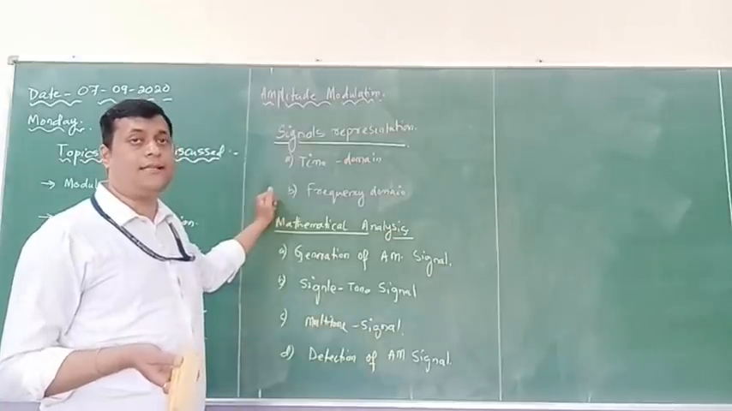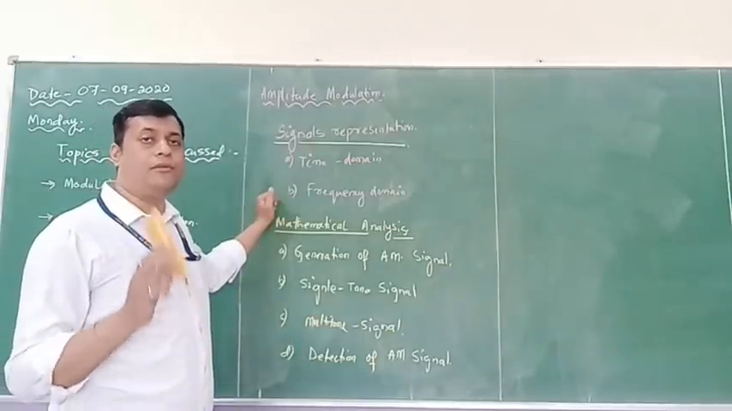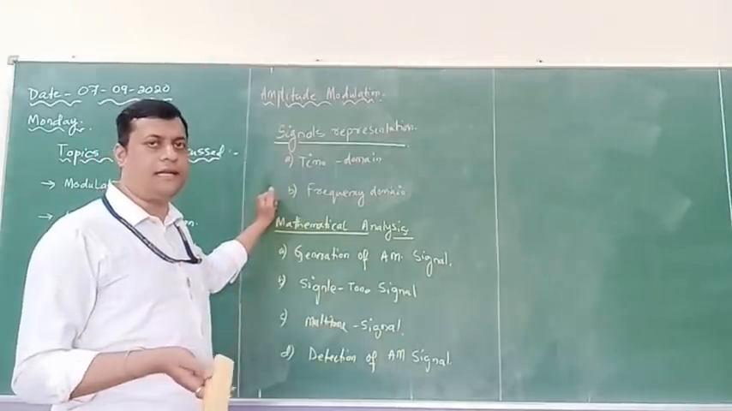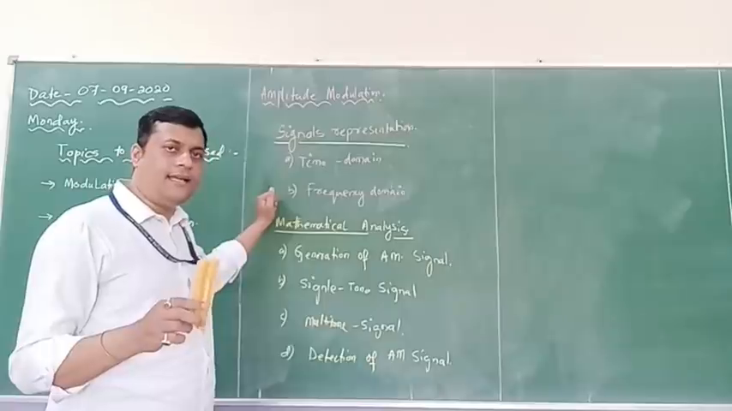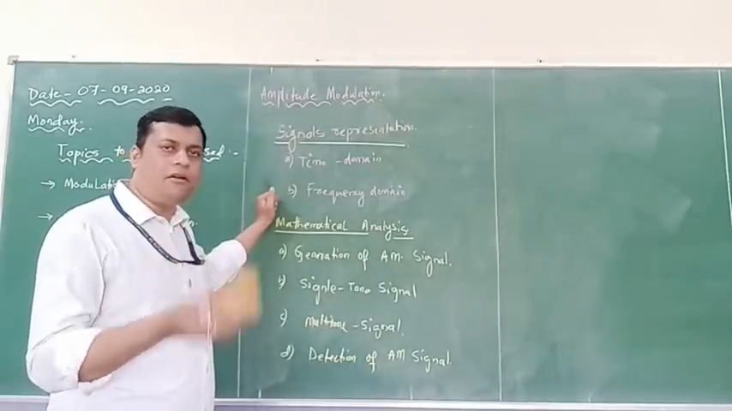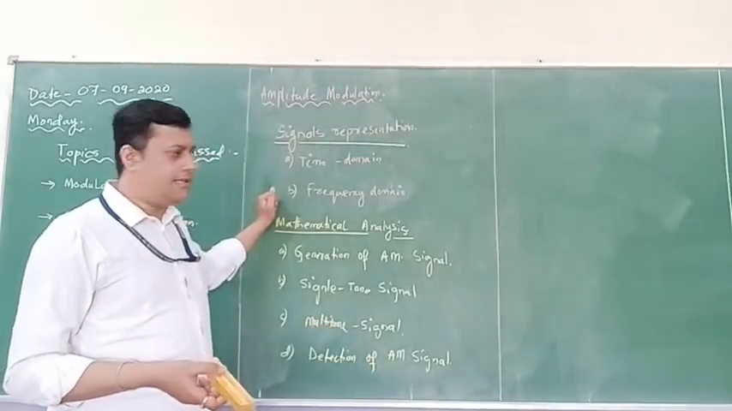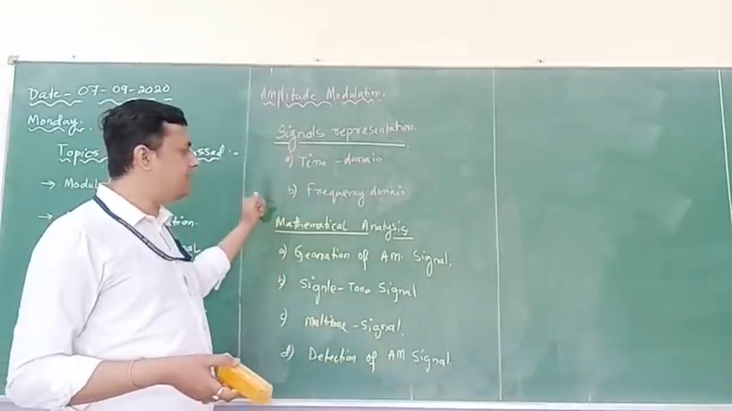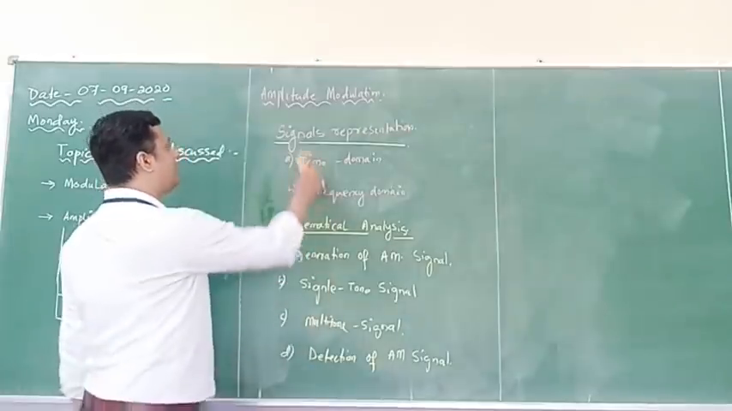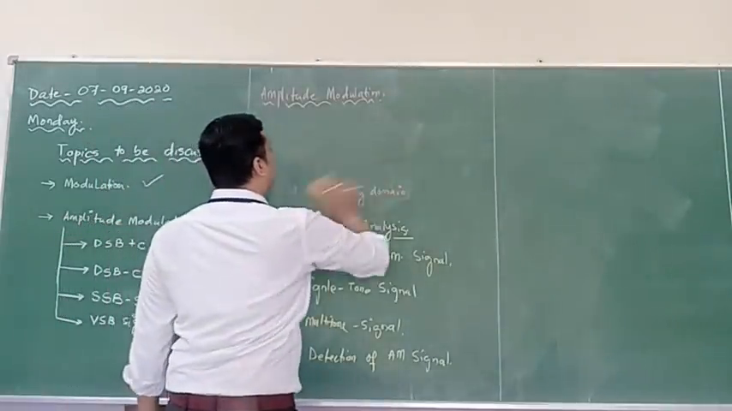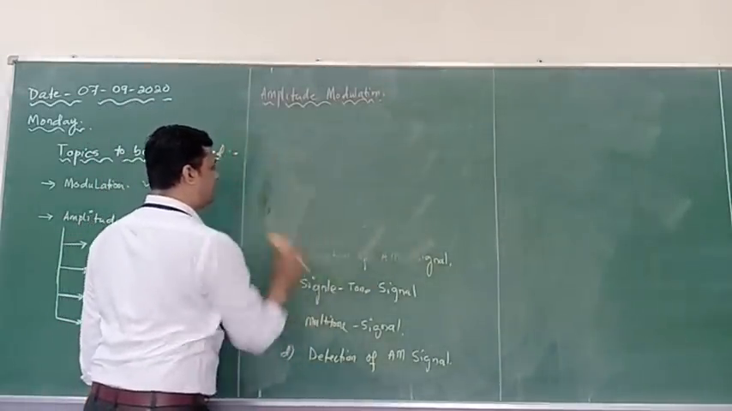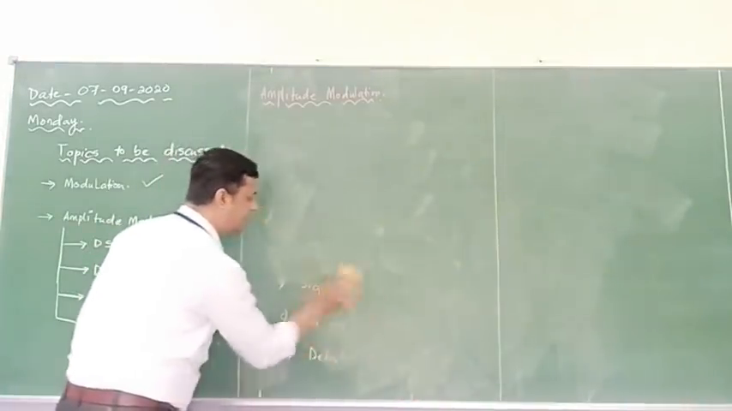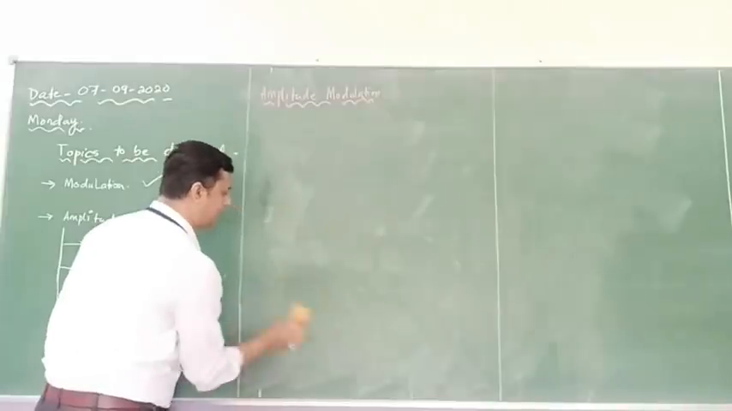Single tone means the modulating signal has only one low frequency. Similarly, multi-tone means the modulating signal has more than one modulating frequency. So we will represent what the modulated wave is with the help of this mathematical analysis. So one by one we will proceed. First I will draw the block diagram so that you can understand what AM is.